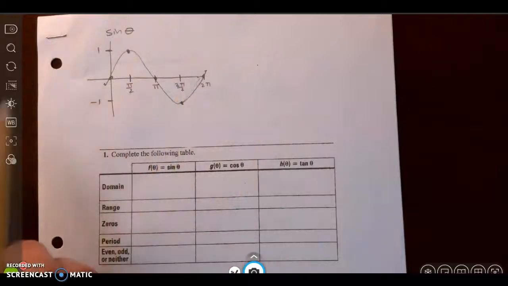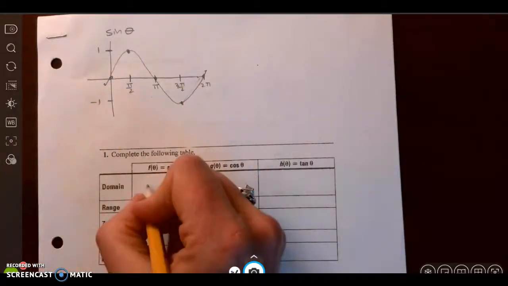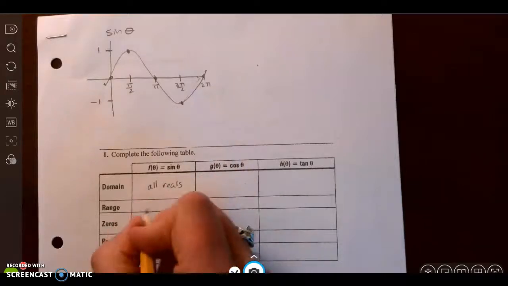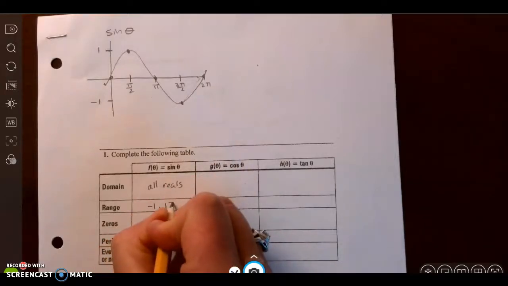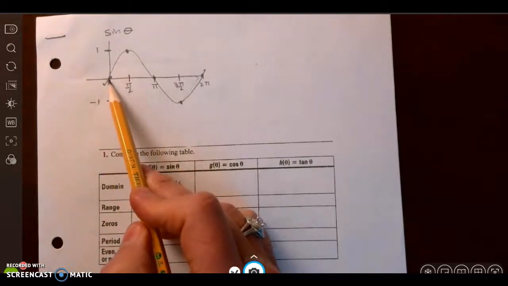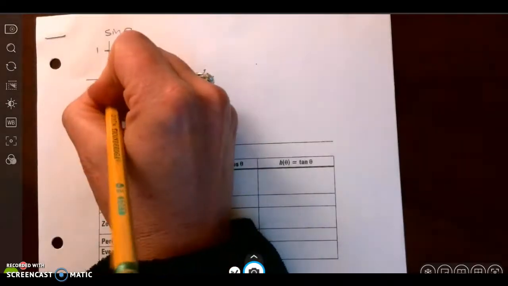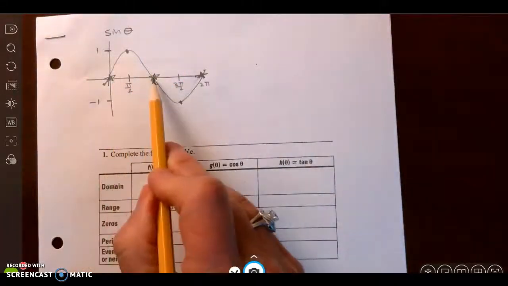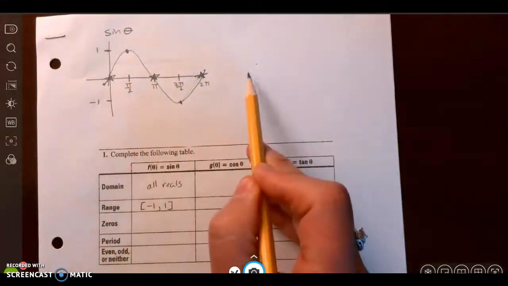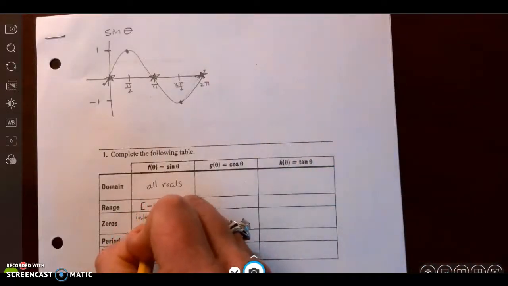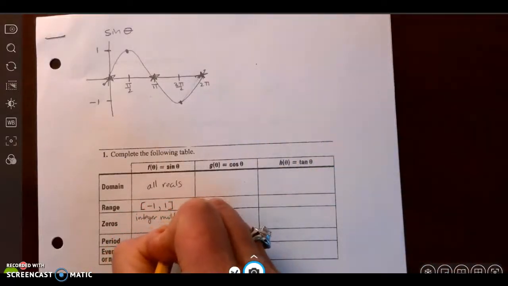So the domain, since this keeps going forever and ever in both directions on the x-axis, the domain is all reals. I can see that my range goes from -1 to +1. The zeros are here at 0, pi, and 2 pi, and then 3 pi, 4 pi, 5 pi. So that's the integer multiples of pi.